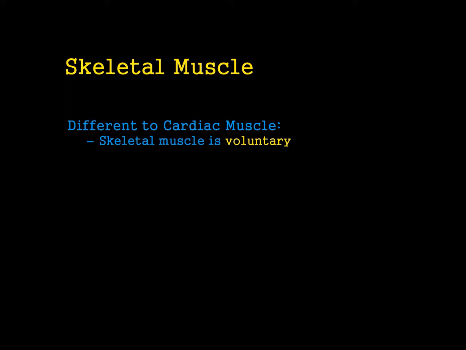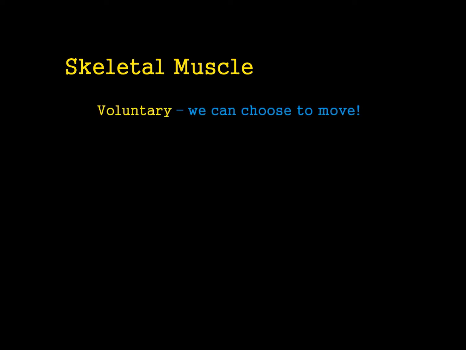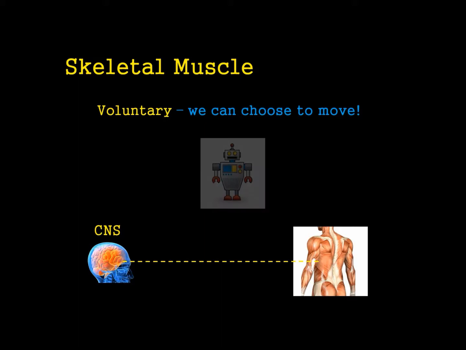One difference is that skeletal muscle is voluntary. Now, this means that we can choose to move the muscles when we need to. So, why is this? Well, again, we use the brain to use the muscles, but unlike the heart, we use a different part of the brain. This time we use the central nervous system, or the CNS. And this part of the brain tells our skeletal muscles to move when we need them.